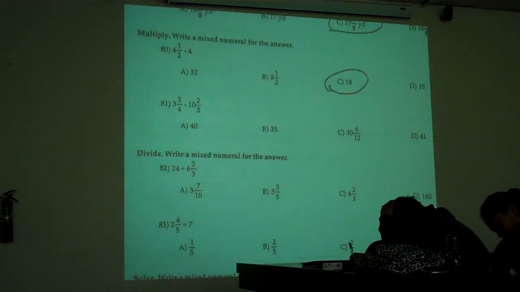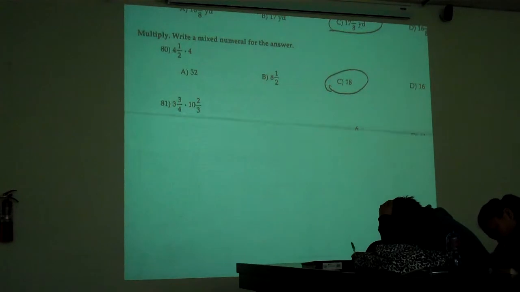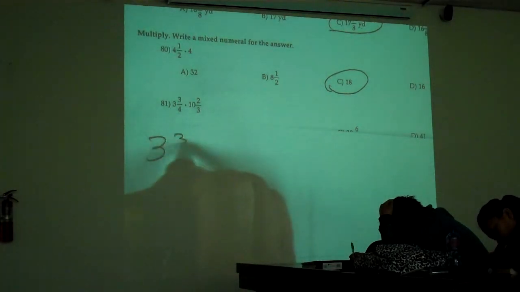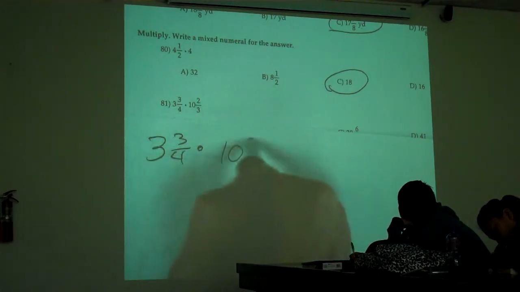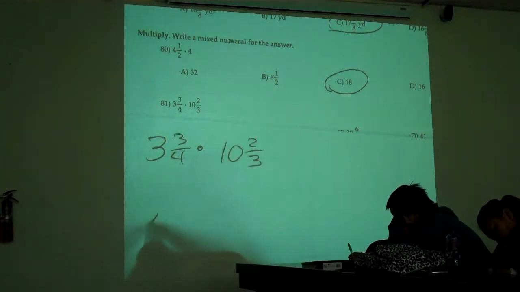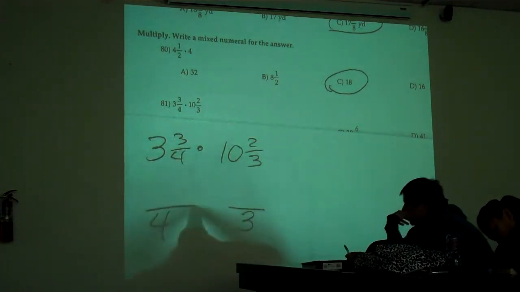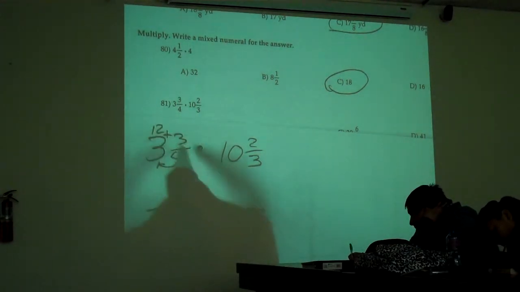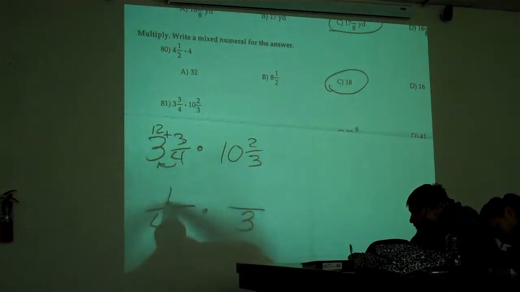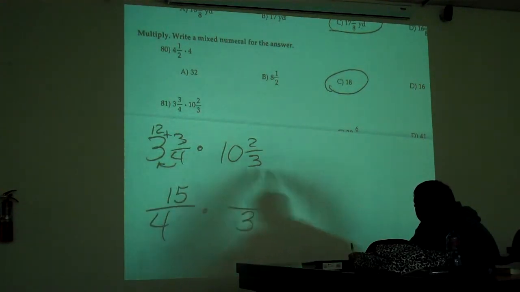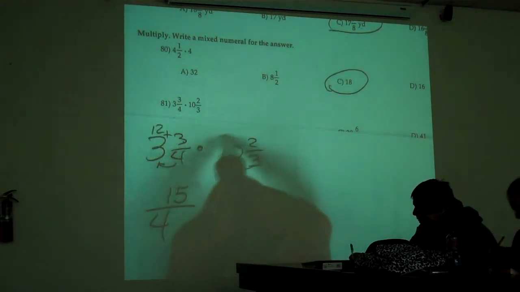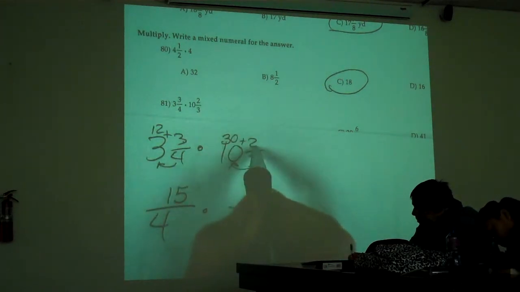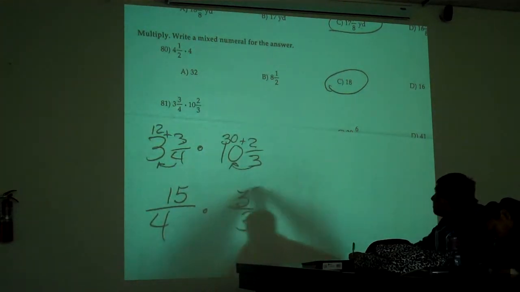Okay, 81. Don't try to multiply fractions and whole numbers. Turn them to improper, right? So the 4 and 3 stay on the bottom. 4 times 3, 12, plus 3 is 15. 3 times 10, 30, plus 2, 32.